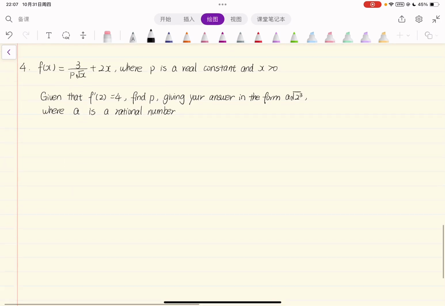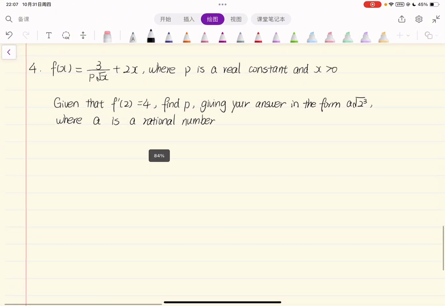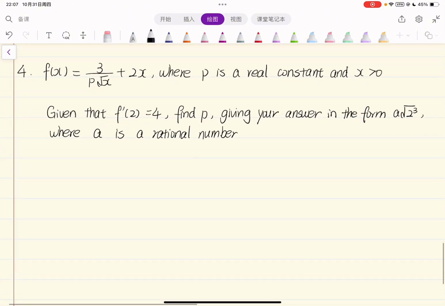Now let's move on to the last question. We have the function f(x) equals 3 over p times square root of x plus 2x, where p is a real constant and x is greater than 0. Given that the derivative of f(x) when x equals 2 equals 4, find p, giving your answer in the form a times square root of 2 to the power of 3, where a is a rational number.